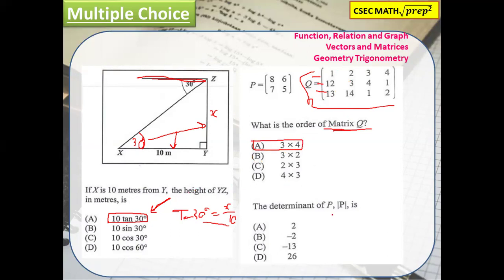The determinant of matrix P is the product of the leading diagonal, 5 times 8 is 40, minus the product of the non-leading diagonal, 6 times 7 is 42. Our result is 2.